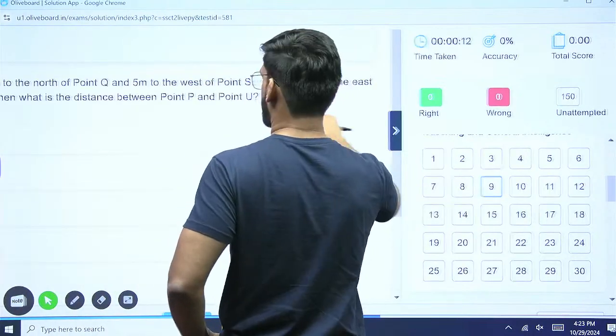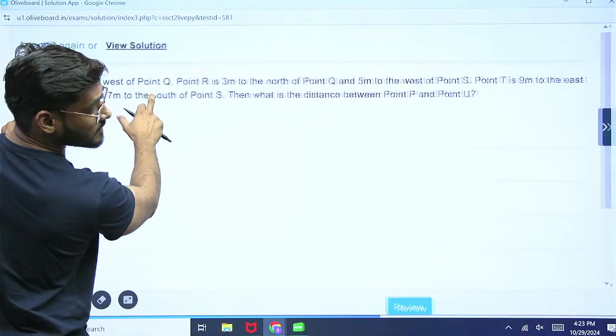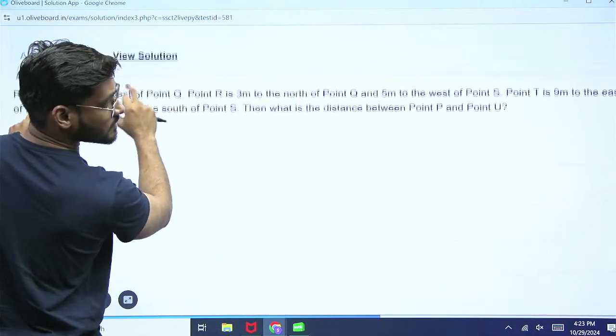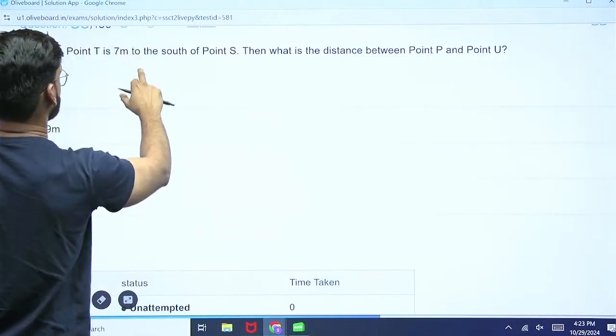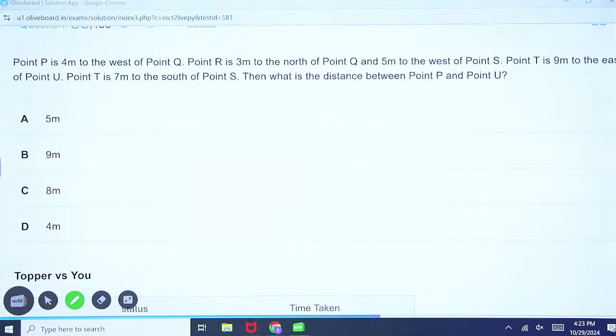Ninth question on your screen. Ninth question from direction and distance. Let's see what can be the right answer for this one. Give it a try, everyone.